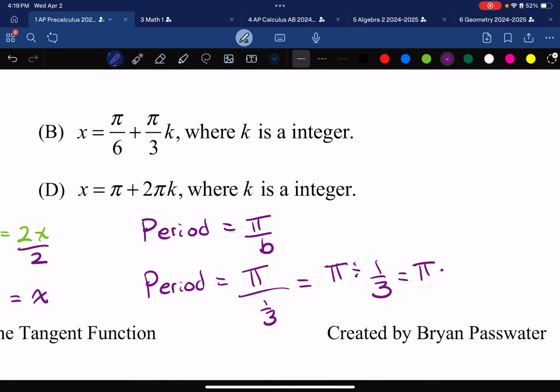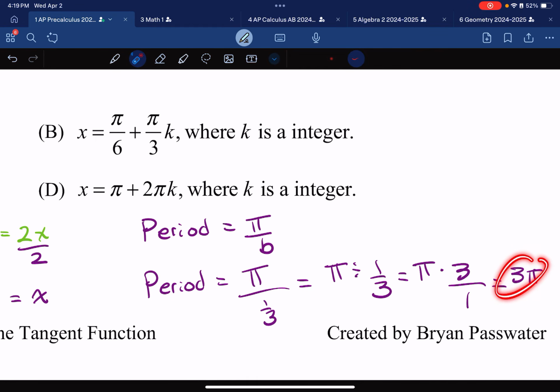So keep it, change it, flip it, and now I have 3 pi. So I know that the period is 3 pi. A lot of work just to figure that out. But now I can use that old trick.